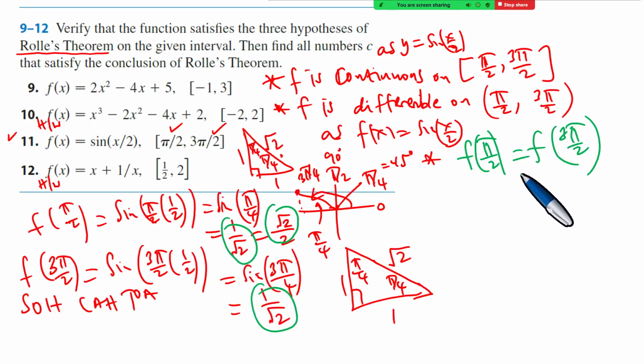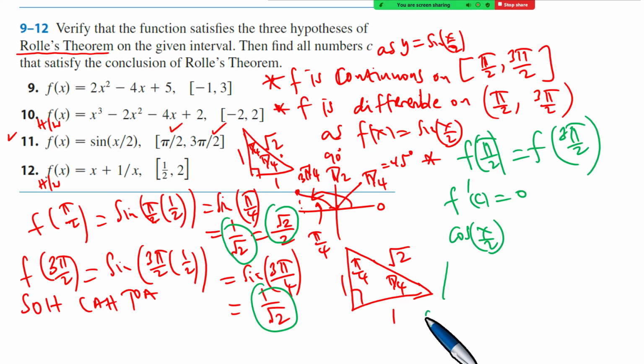So Rolle's theorem says, if these three conditions hold true, we can find c such that f prime of c is naught. So what is this? We find the derivative of the sine. We have to spend a bit more time on the trigonometric functions, the derivatives and so on. The derivative of sine of x over 2 becomes the cosine of x over 2. We use what we call the chain rule. What does the chain rule say to us? The derivative of the sine is the cosine, and the derivative of x over 2 is 1/2.